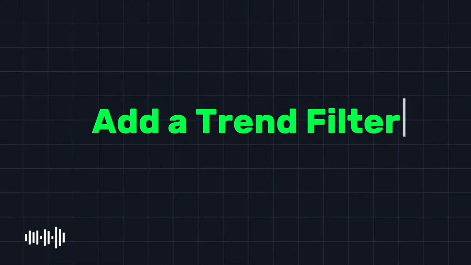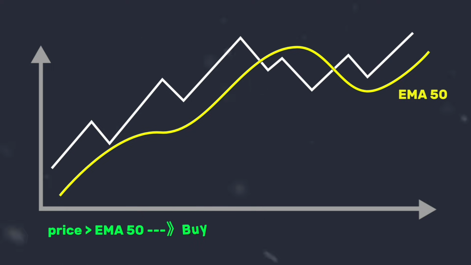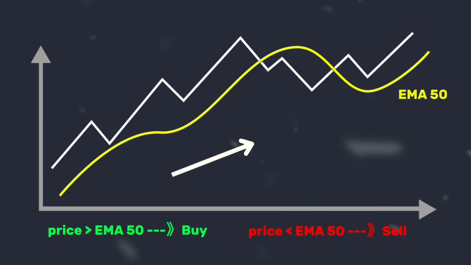Add a trend filter. To avoid getting trapped in choppy markets, we add a trend filter like the 50 EMA. If price is above the 50 EMA, we only take buy signals. If price is below, we only take sell signals. This keeps you aligned with the bigger trend and increases your win rate.